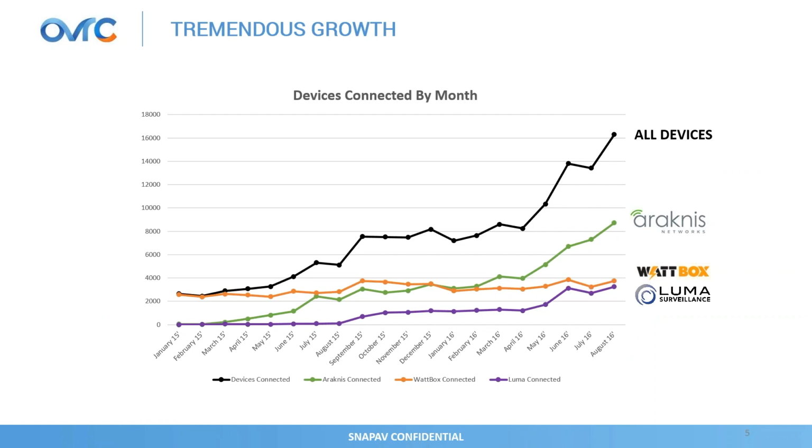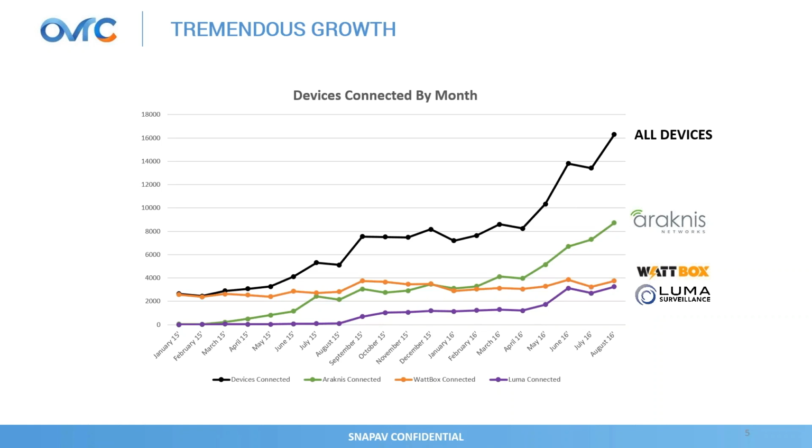So we've seen tremendous growth. The numbers you're seeing in front of you, it's not an accumulative number. It is by month. So the black line represents all of the devices included that we added each month in the last few years. So if you look at August 2016, we added about over 16,000 devices to our platform. That consists of Arachnus, WattBox, and Luma.